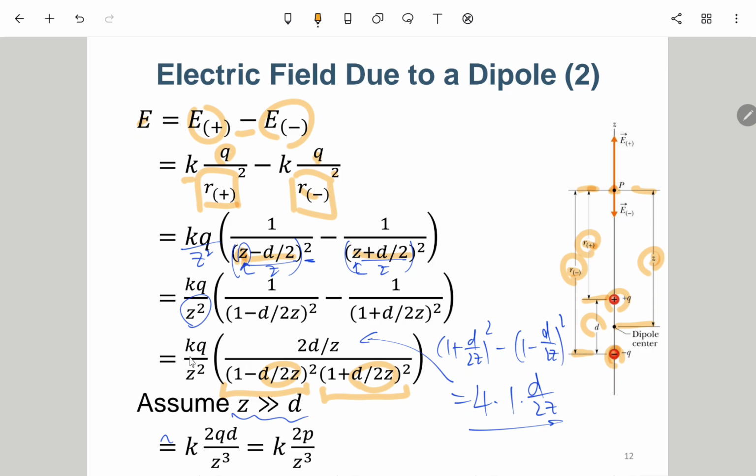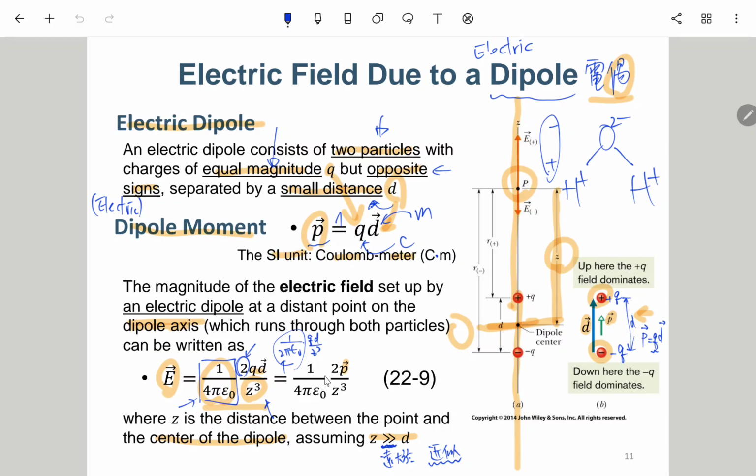So finally it becomes, this one becomes a 1, this one also becomes a 1. So finally it becomes kq over z squared times 2d over z. So finally it becomes k times 2qd over z cubed. And then qd is actually the p, the electric dipole moment. So finally it becomes k times 2p over z cubed. Here we only write it in vector form.